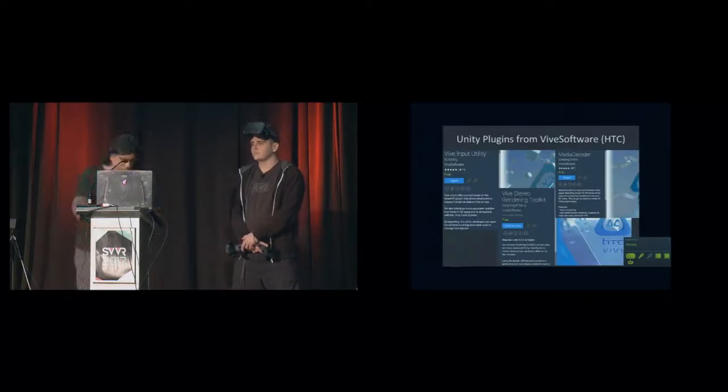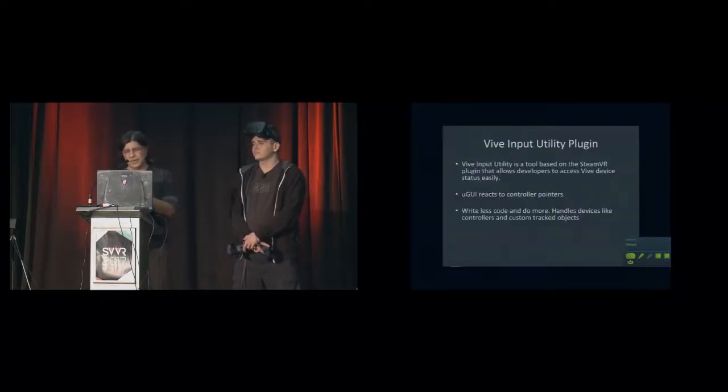So I'm going to talk about HTC's offerings first. We have three plugins, but I'm only going to focus on the VIVE Input Utility. Again, it's based on top of SteamVR, and it allows you to access the device status. It wraps the ability to get poses from controllers and now trackers too, in case you haven't seen one. There's a different class of tracked device. It's simply a generic tracker as opposed to a controller. So now we have to learn how to mix and match what controllers and what trackers are.